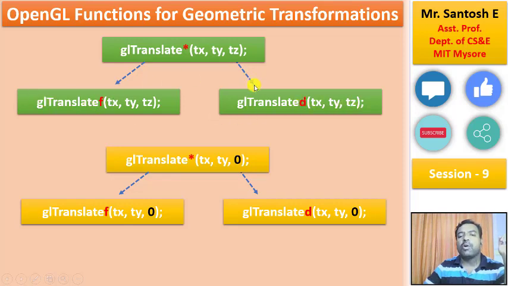And so now I'm going to have 2 types of functions: glTranslatef and glTranslated. The parameters will be intact. I'll be having glTranslatef and glTranslated, and it depends upon how you're going to use the z value. Now this is what you are going to have as the glTranslate function.